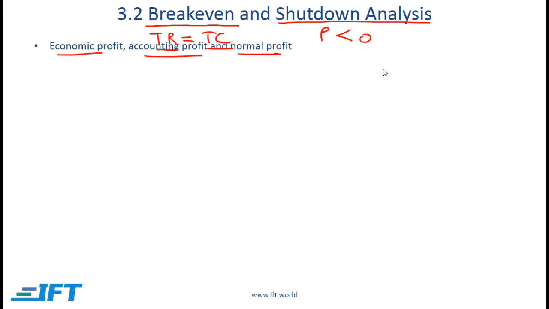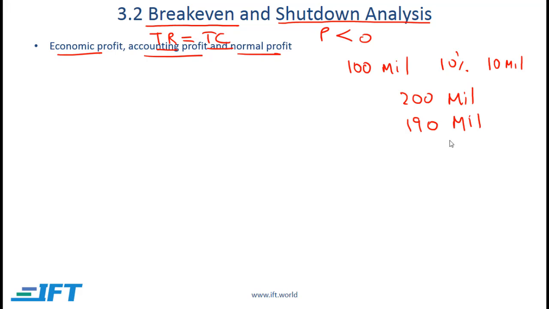Let's say that we start a business and our equity capital is 100 million. So we invest 100 million. Our required return on this equity is 10%. So in other words, our opportunity cost of employing this capital in our business is 10% of 100 million, which is 10 million. Now this business has a revenue of 200 million. And let's say that the actual accounting costs of this business are 190 million.